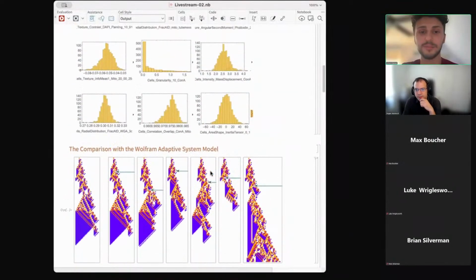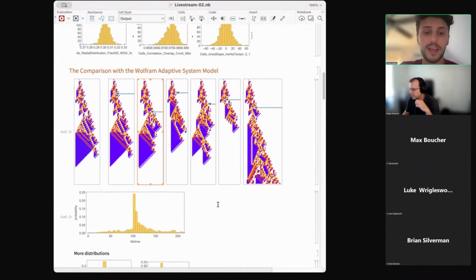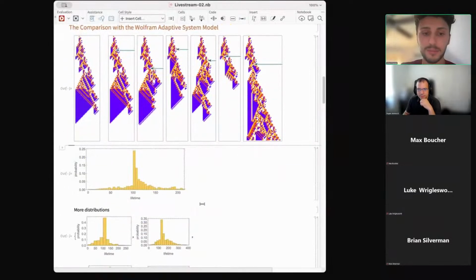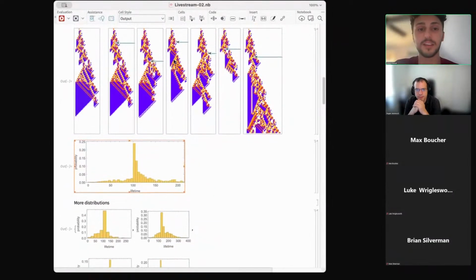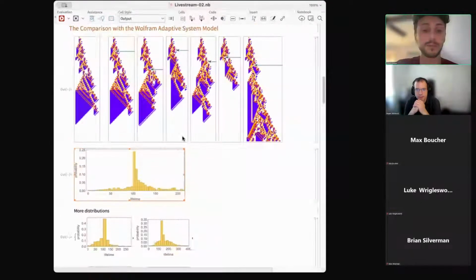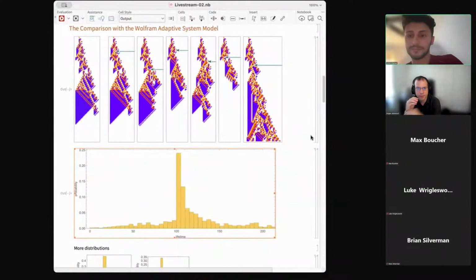To be more specific, this is our recent model of biomedicine, the model CA that we used for the post. By the way, Brian, or Max or Luke, if you guys have questions, stop me. This is the distribution of the length of the cellular automata based on single cell perturbations. Okay, so let's talk about what's going on here.